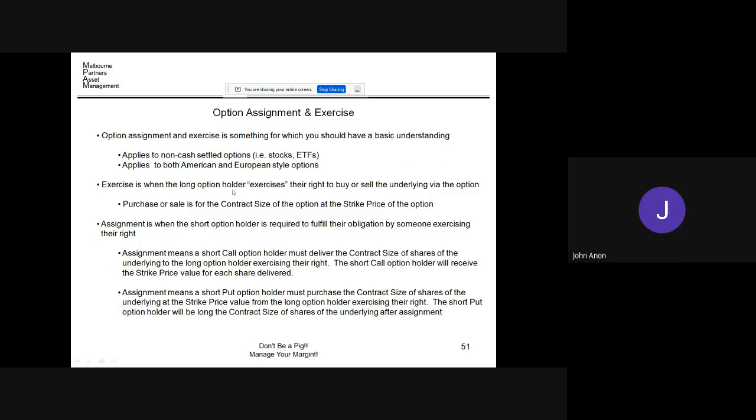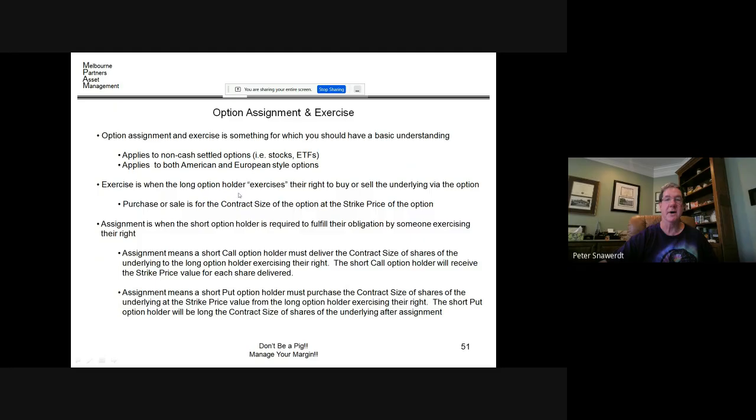The buyer? A long option holder can exercise under an American option. They determine whether or not they want to have the right to buy or sell the underlying via the option. That's who the long option holder has that right. The person that sold the option has to go take what the long option holder decides. You gave up that right when you sold the option to them for the premium.